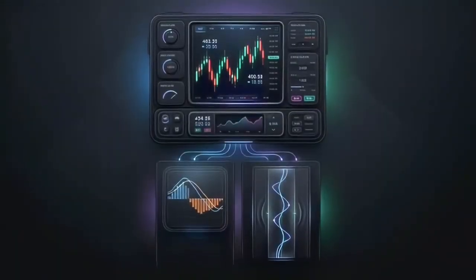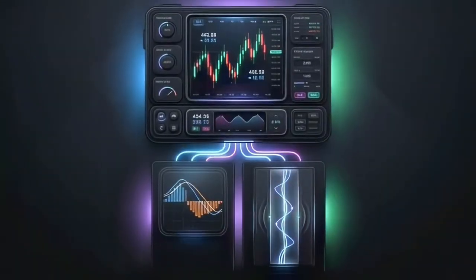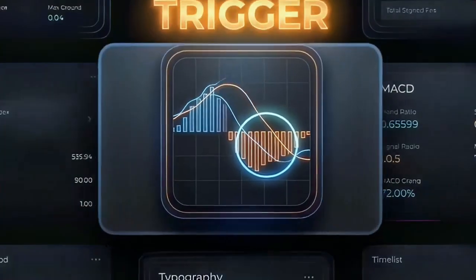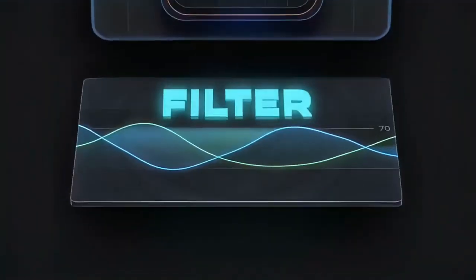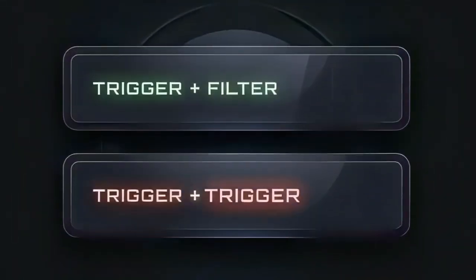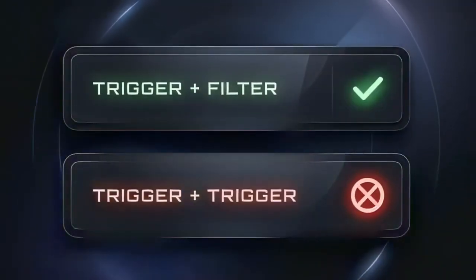Now here is the principle that makes this a system rather than 2 indicators sharing a screen. The convergence-divergence indicator is the trigger. It tells you something is turning. The strength index is the filter. It tells you whether there is room left to run. Trigger and filter. Never trigger and trigger.